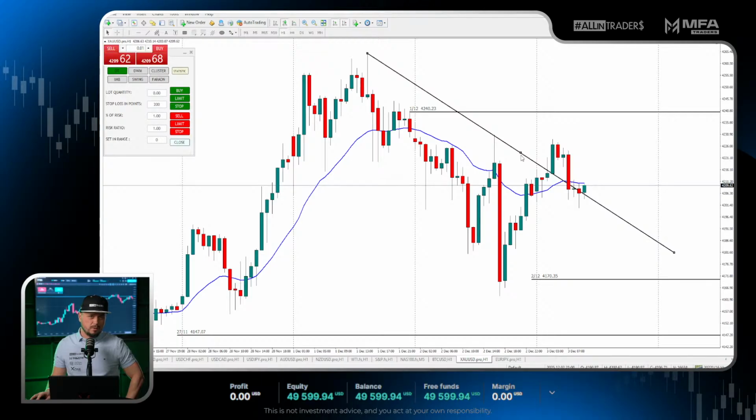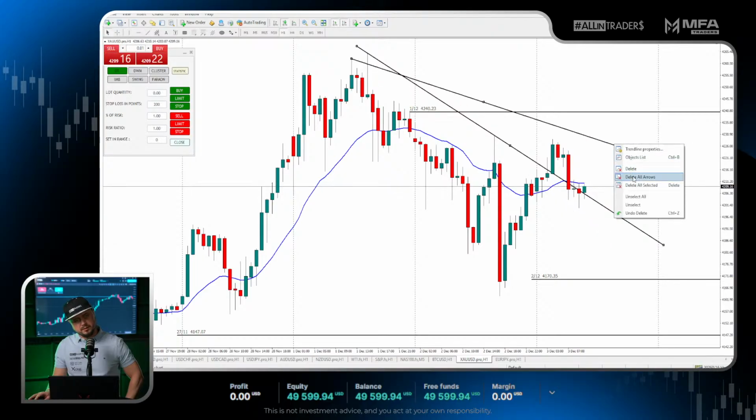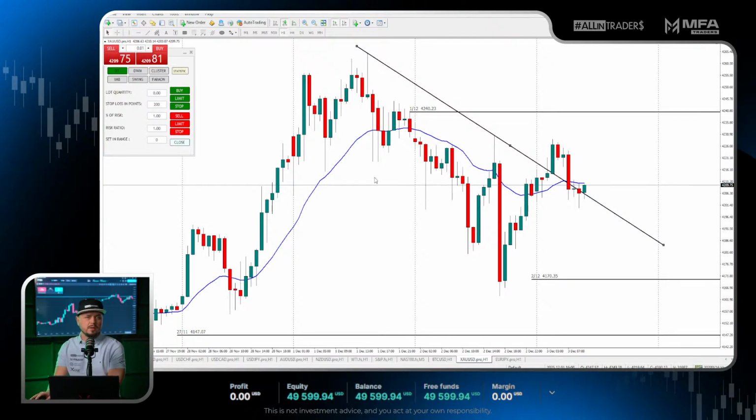Is this gonna work? Maybe. Let me check something else. Okay, I'm gonna leave it for now. I want to check the other one as well. No, it doesn't work for me. It has to be like this. But it's good. We stopped on here. So we are in bullish market structure, which is good.